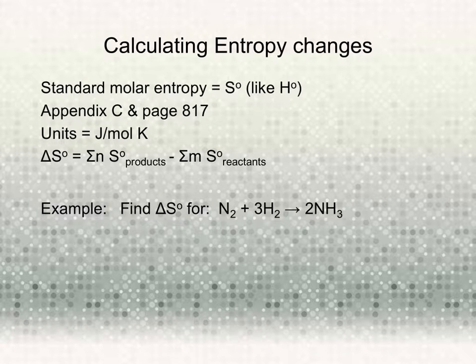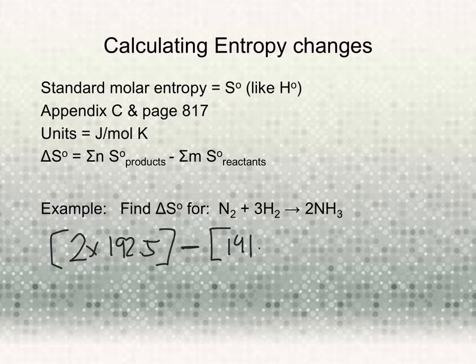We're going to find the delta S0 for N2 plus 3H2 makes 2NH3. So if you were to go in the back of the book, you would find the NH3 value, and we're going to take 2 times that value, and if you look it up, it's 192.5. And we're going to find that sum, and we're going to subtract it from our reactants. So if you look up N2, it is 191.5.